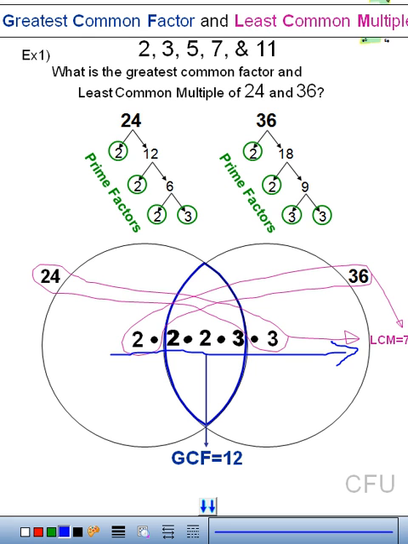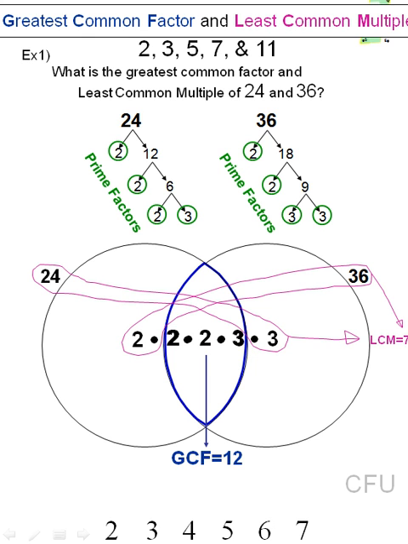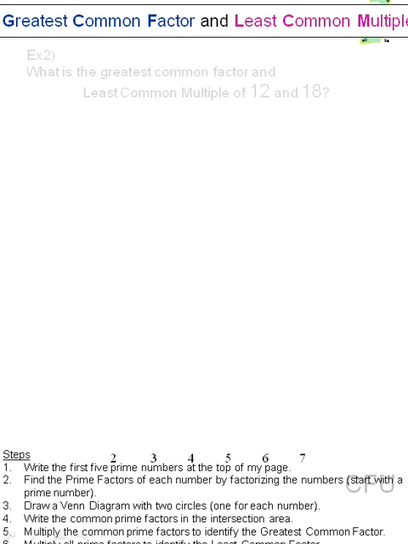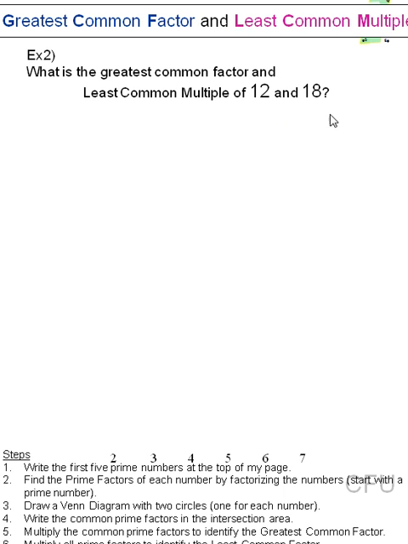Okay, let's do one together. Copy this next one down, please. Example 2. It says, what is the greatest common factor and least common multiple of 12 and 18? So write those two numbers down, please, 12 and 18. What is your very first step? Yes, very good. You write your first 5 prime numbers at the top: 2, 3, 5, 7, and 11.